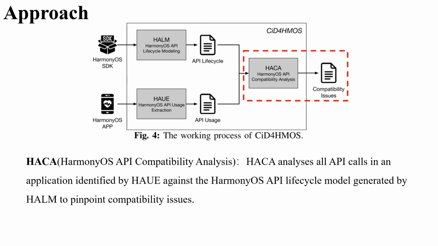The third section addresses the HarmonyOS API compatibility analysis, abbreviated as HACA. Upon receiving results from both HALM and HAUE, HACA extracts the specific versions of each API as they were added and then removed from the SDK. This data is then mapped to the developer-defined compile and target versions, and APIs with versions added after the compile version and removed prior to the target version are flagged as compatibility concerns. That's the whole of our approach section.